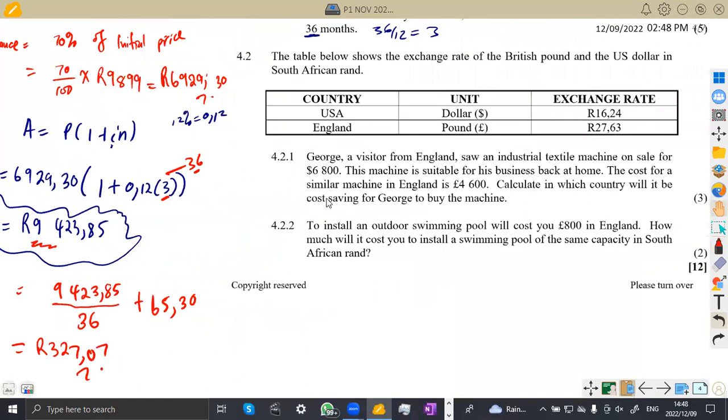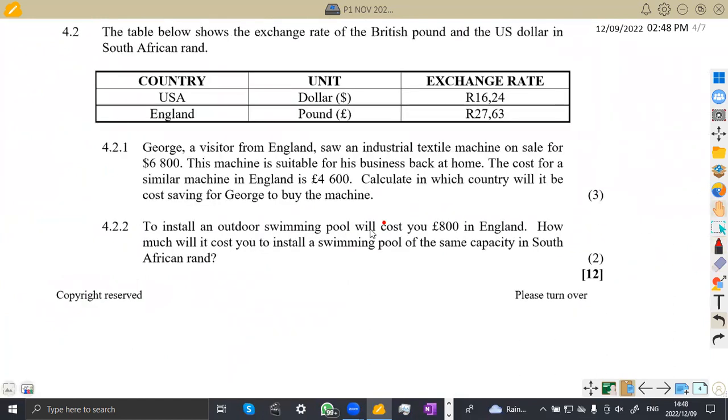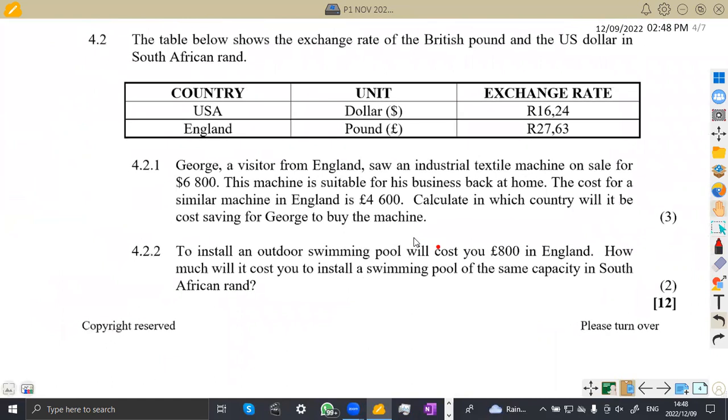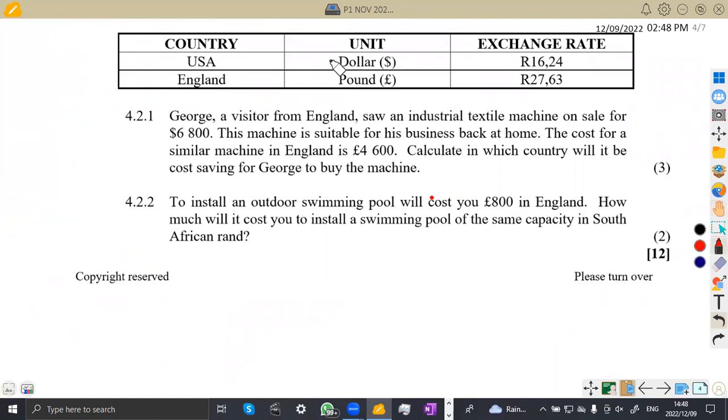So now, with the deposit that we're given there, that was the consideration. Let's check question 4.2 of the paper, where we are given that the following table shows the exchange rate of the British pound and US dollar in South African Rand. So the country USA, a dollar is equivalent to 16.24. On 4.21, George, a visitor from England, saw an industrial textile machine on sale for $6,800. This machine is suitable for his business back home. The cost for a similar machine in England is £4,600. Calculate in which country it will be cost saving for George to buy the machine.